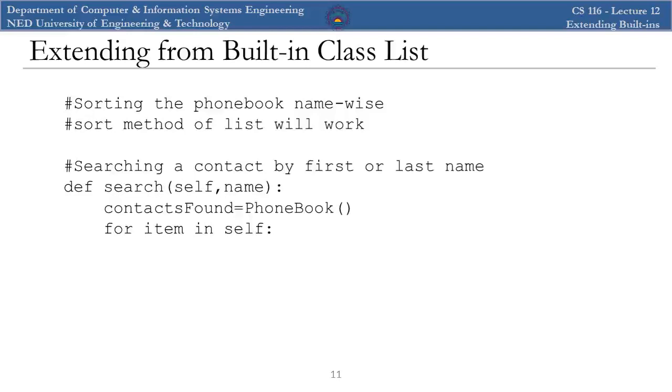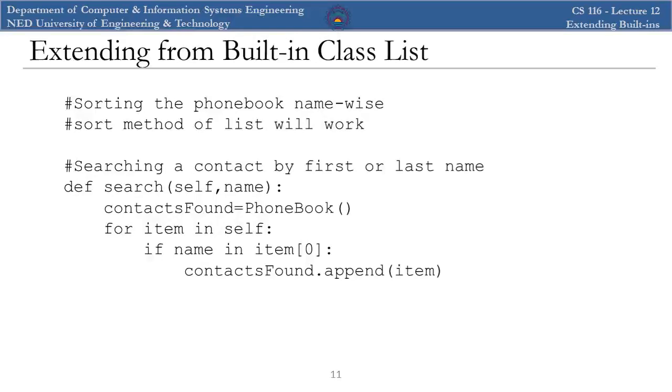So for item in self will mean that during each iteration, item will fetch one contact from my 2D list. And that contact will be composed of three fields: name, phone number, and email. So I have to access the first field of item, which can be accessed with index 0. So item 0 means I'm looking at the name field of my contact. Actually not comparing, I'm trying to find this name using this in operator in the name field. And if it's there, I have to append this item to my contacts found list.